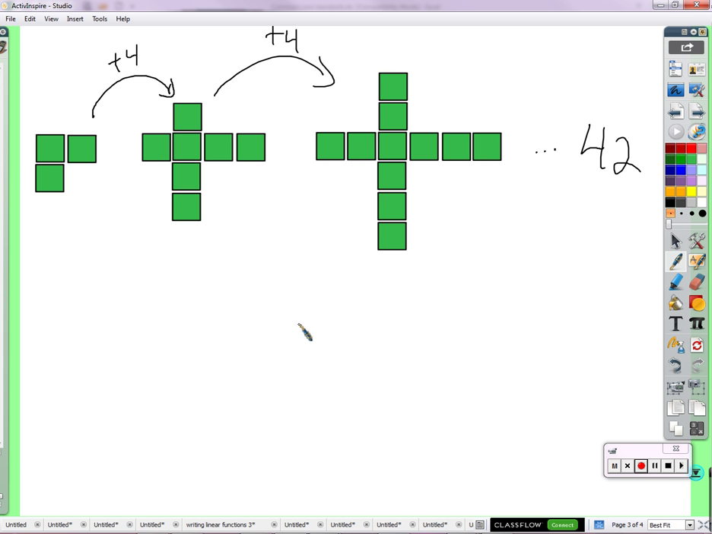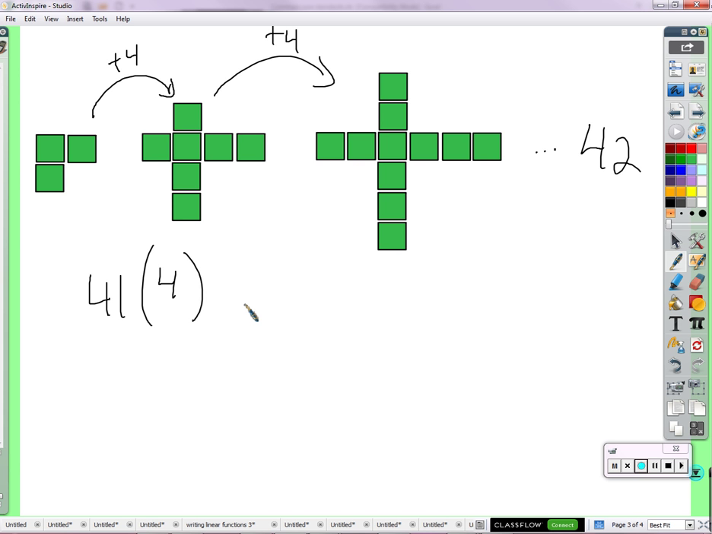How many times will I add on 4 if I go all the way to 42? 41 times I'll be adding on 4. And that's why we call it times. 41 times I'm going to add on a 4. 41 times 4. But this part here, 41 times 4, is only figuring out how many blocks.